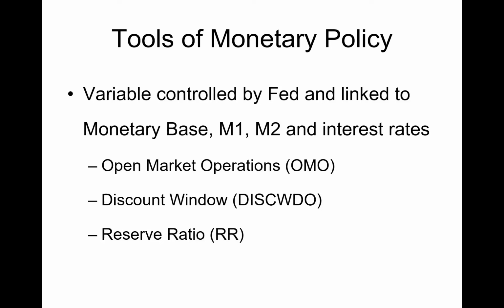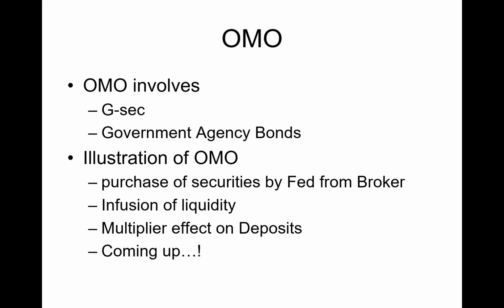So the variable that is controlled by the Fed and linked to the monetary base, M1 or M2 and interest rates, is called a tool of monetary policy. And this can be achieved through either open market operations or the discount window, or by setting the reserve ratio requirements of commercial banks. So let's talk about open market operations first.